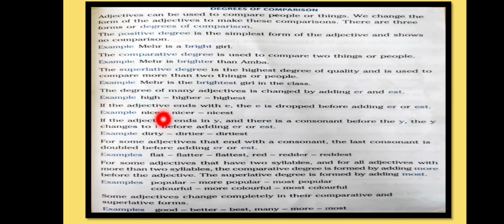If the adjective ends with the letter E, then the letter E is dropped before adding er or est to make the word comparative or superlative. If the adjective ends in the letter Y, that is the second rule, and there is a consonant before the Y, then Y changes to I before adding er or est.